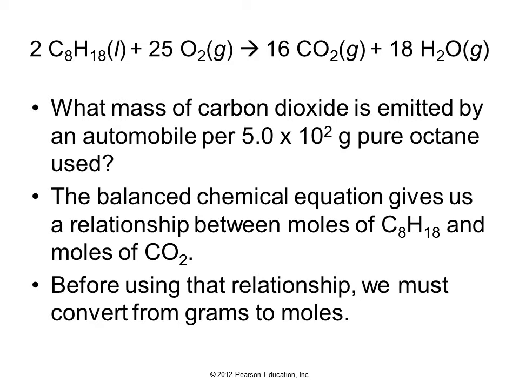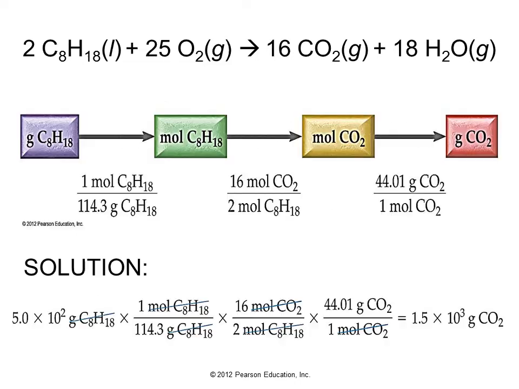What mass of carbon dioxide is emitted by an automobile per 5.0 times 10 to the 2, or 500 grams, of pure octane? The balanced equation gives us a relationship between moles of octane and moles of carbon dioxide. So before using that relationship, we must first convert the grams to moles. This is done by taking the grams and applying the molar mass.